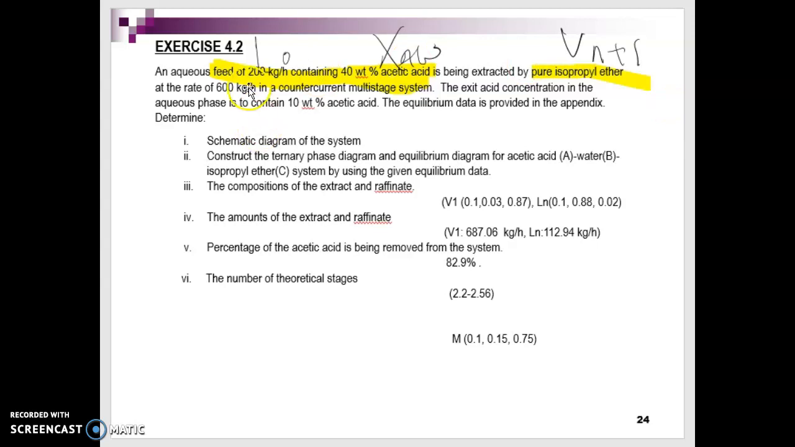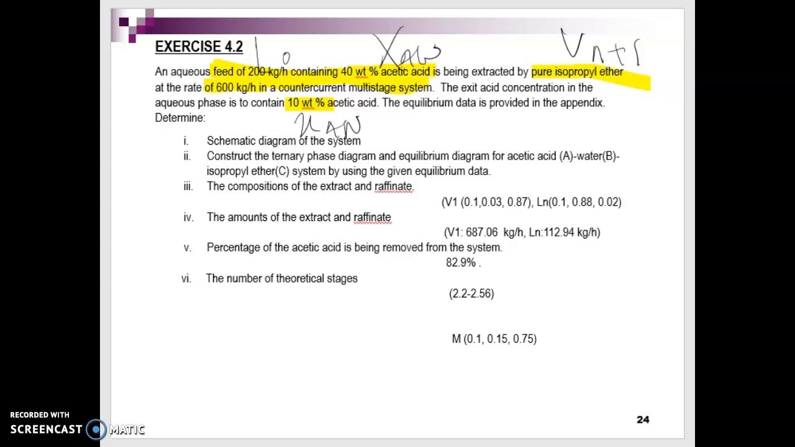At the rate of 600 kg per hour in a concurrent multi-stage system, so you know this is multiple stages, the acetic acid concentration in the aqueous phase contains 10 weight percent. That means it is given, you have the XAM value. The equilibrium data is provided in the appendix.